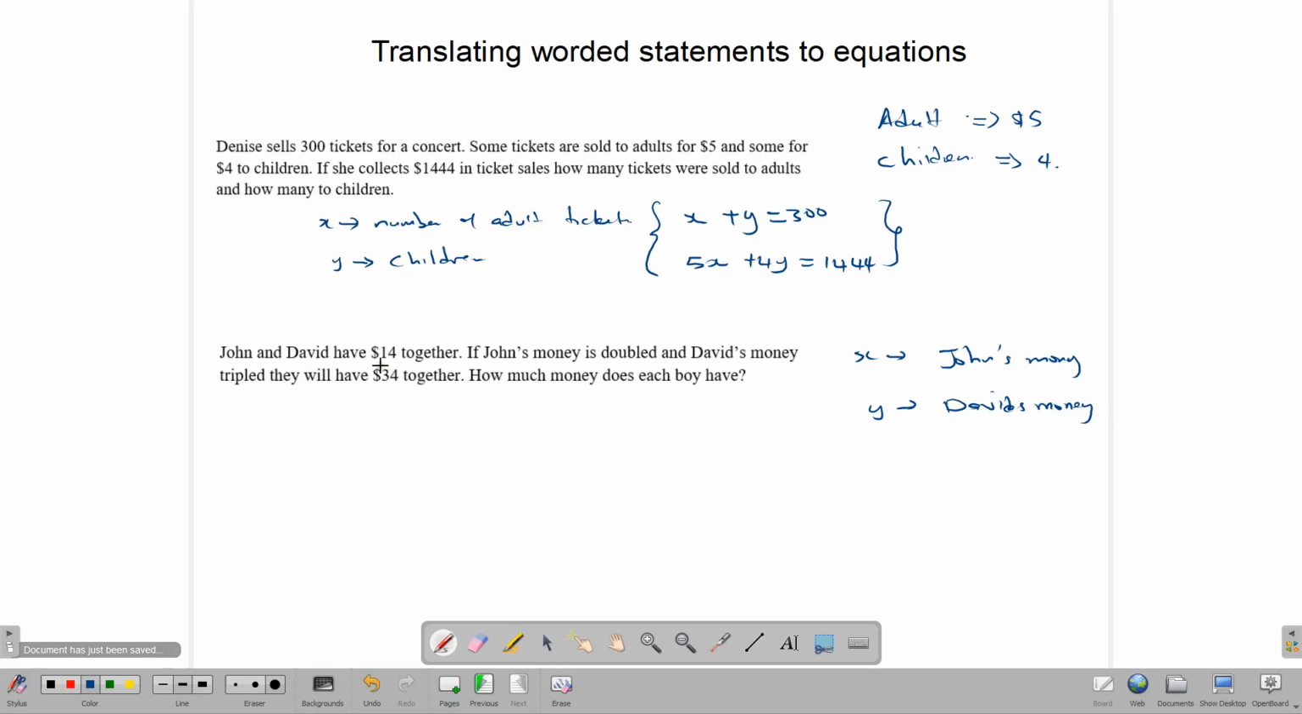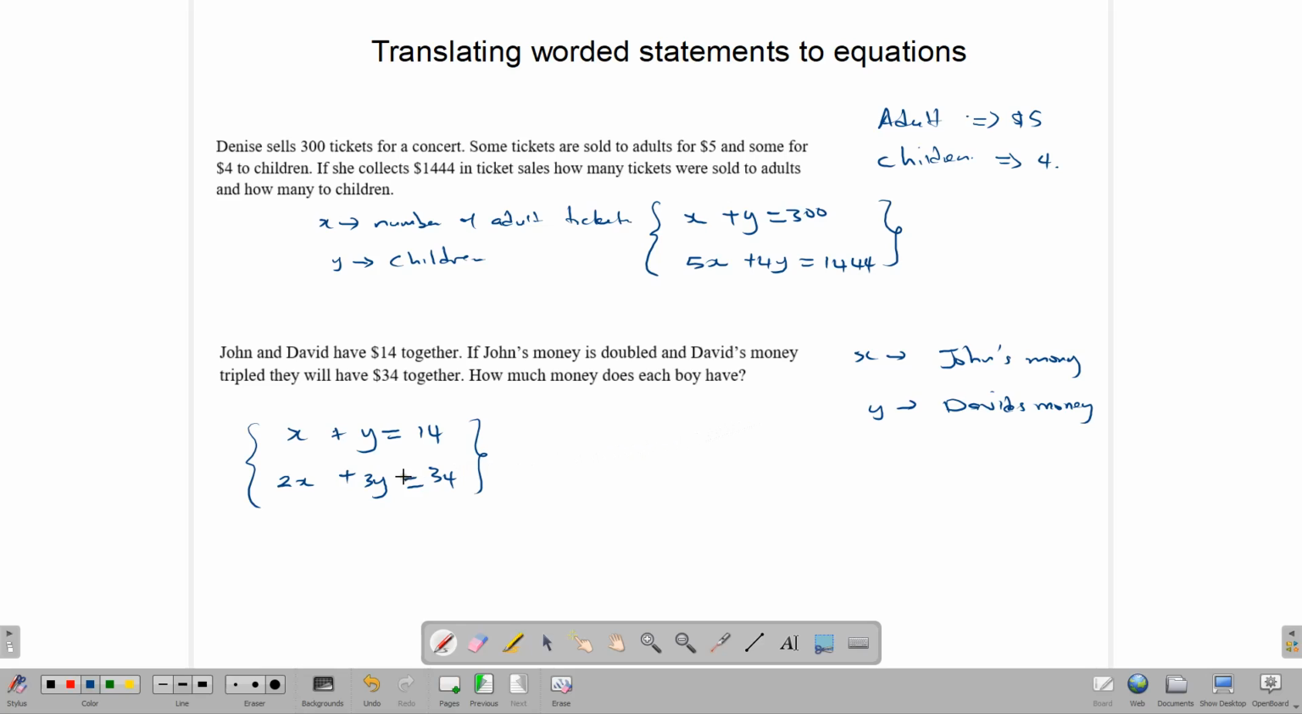So John and David have $14, which means that John's money that he has now plus David's money that he also has now is $14. The situation changes where if John's money is doubled, and that means to multiply by 2, we're now going to have 2x. And David's money is tripled, which means that we're going to multiply by 3. And when you add those monies together, you'll now have $34. So this would be the pair of simultaneous equations that come out of this situation.